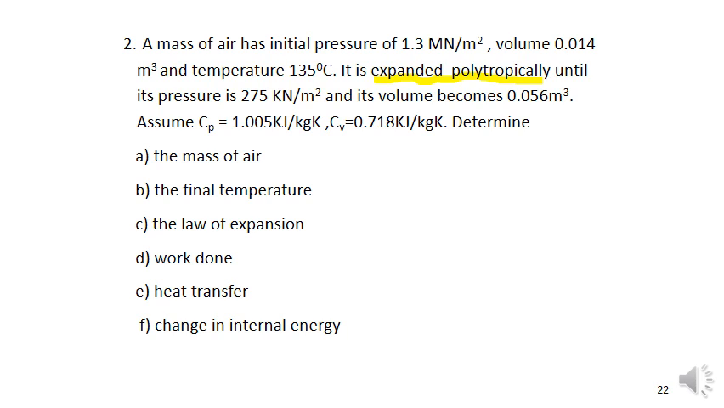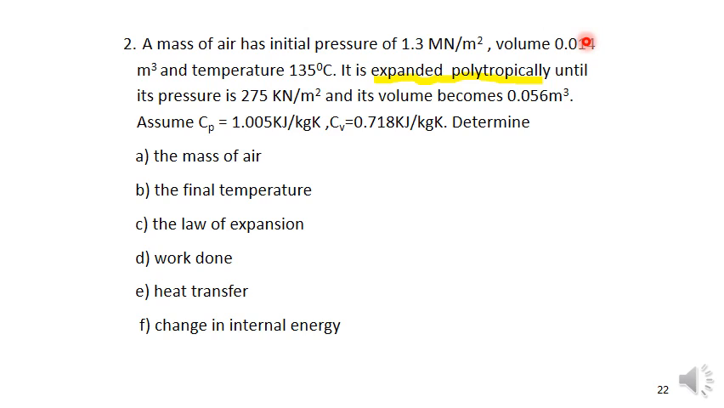Before calculating that, first we have to write the given data and what they asked. So a mass of air has initial pressure P, 1.3 meganewton per meter square. So I am writing it as 1.3 into 10 square, meaning 130 kilonewton per meter square.